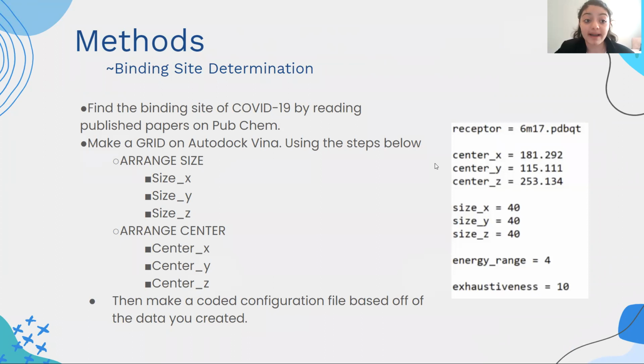Next, we have to determine the binding site. In order to find the binding site, first I had to read published papers on PubChem. Then I went on AutoDock Vina and clicked Grid. Then I arranged the size and the center so that I can create blocks where the ligand can bind to and easily stop the receptor binding domain.